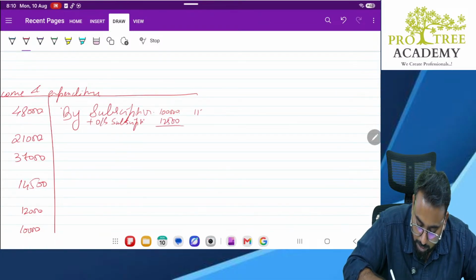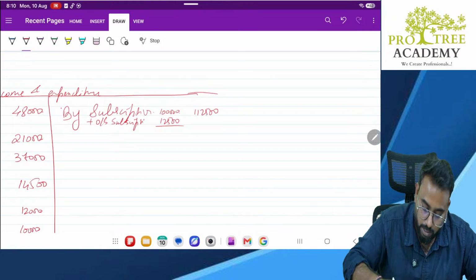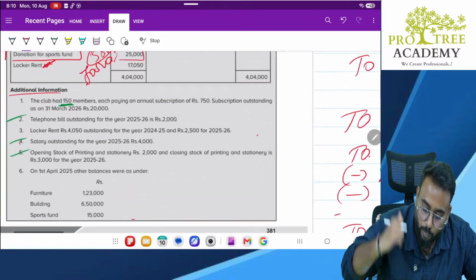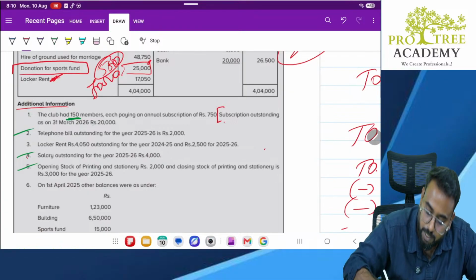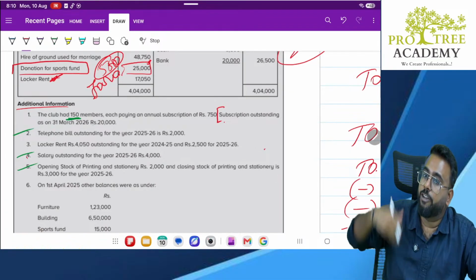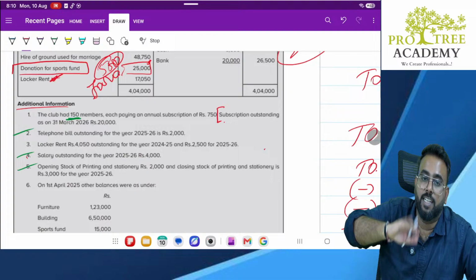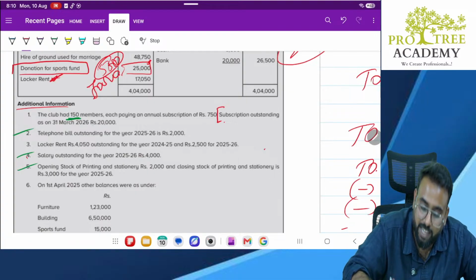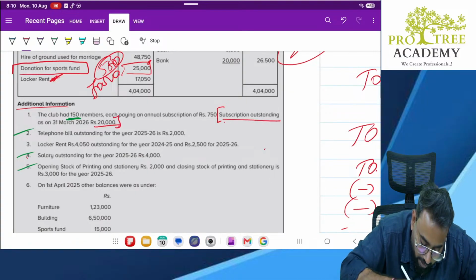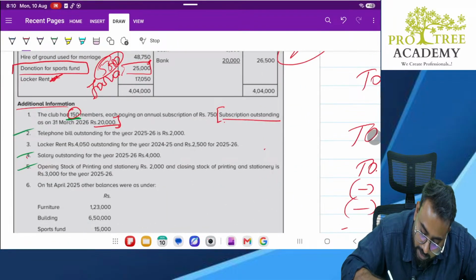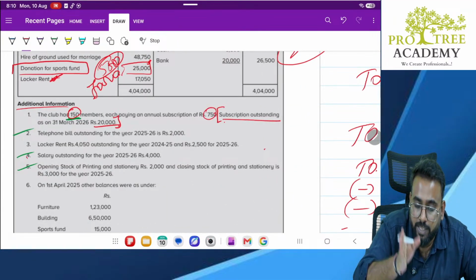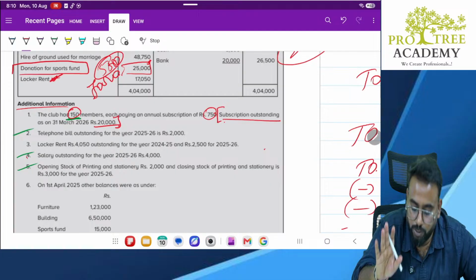12,500. Total 1,12,500. Now, some students will question me, sir, why are we doing that? We already have the details here. Subscription outstanding is 20,000. We could have directly added 20,000. Correct, we could have directly added. But look at the information. They have given this particular information, no? This is how they distract and confuse you.